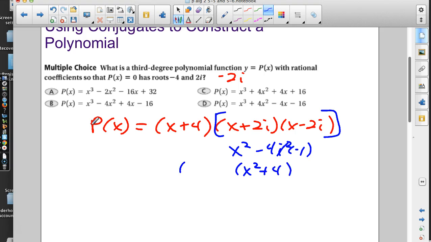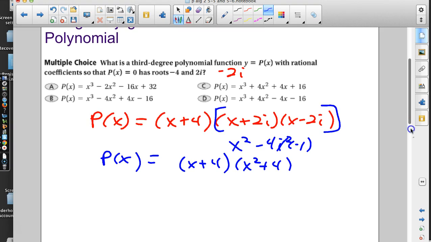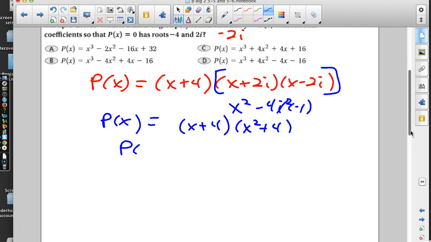And we still haven't done anything with our nice little x plus 4 yet. So all we have to do is FOIL, and we'll have this. So this will be x to the third plus 4x squared plus 4x plus 16. And this one just happened to be multiple choice. They're usually not multiple choice, you know. But which one of these is a perfect match for what we have here? C.